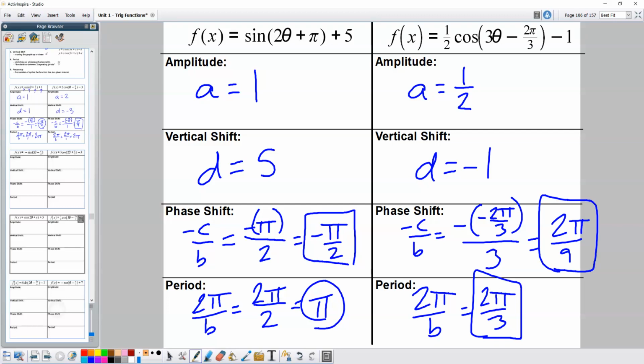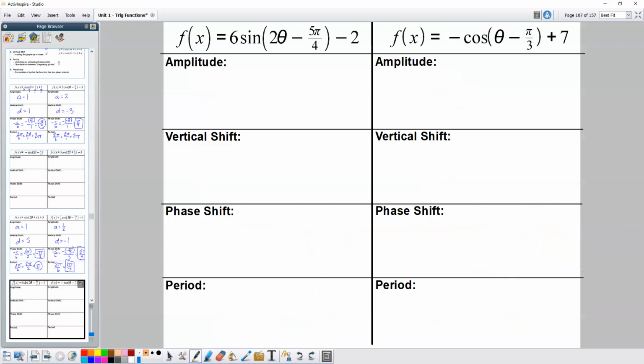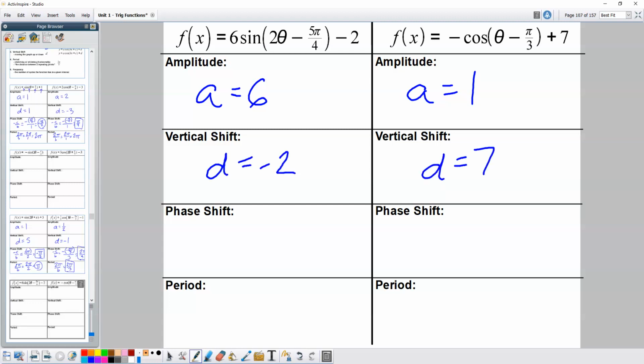Let's do one more. So here the amplitude is 6. Amplitude over here is positive 1. So it's reflecting over the x-axis, but that negative does not affect my amplitude any. So vertical shift over here, D is negative 2. D over here is positive 7.